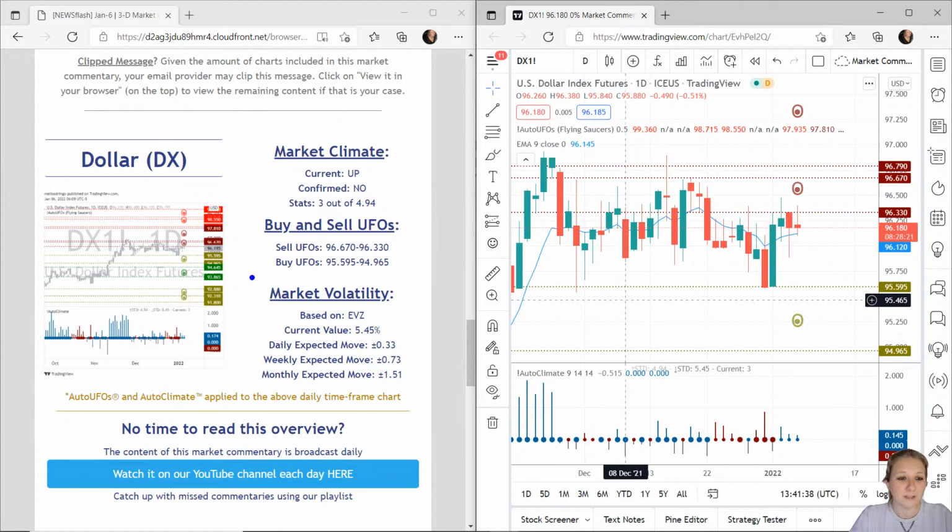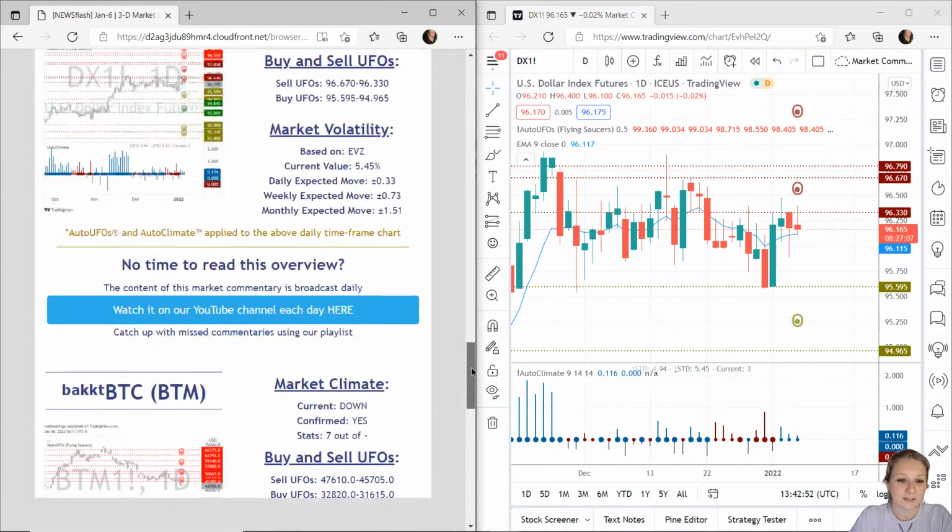In terms of volatility for the US dollar, this is the least volatile of all the markets we look at. It would move up or down in a year by 5.45%. So in a day, that's 0.33 points up or down. In a week, 0.73 points up or down. And in a month, 1.51 points up or down. So that's the US dollar.